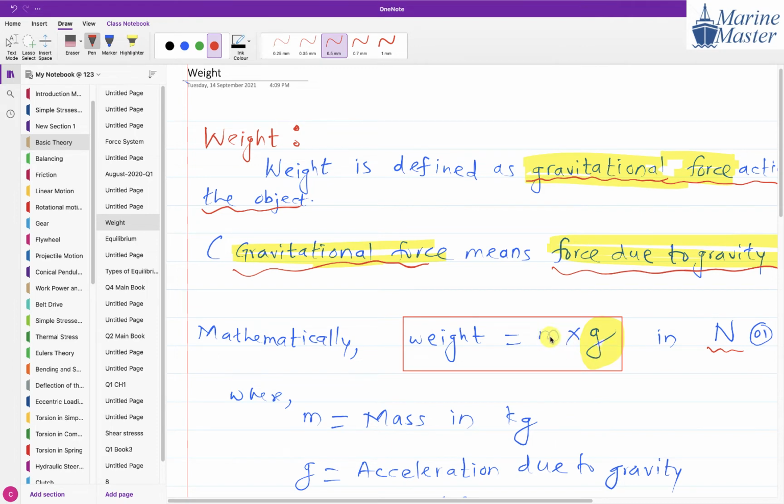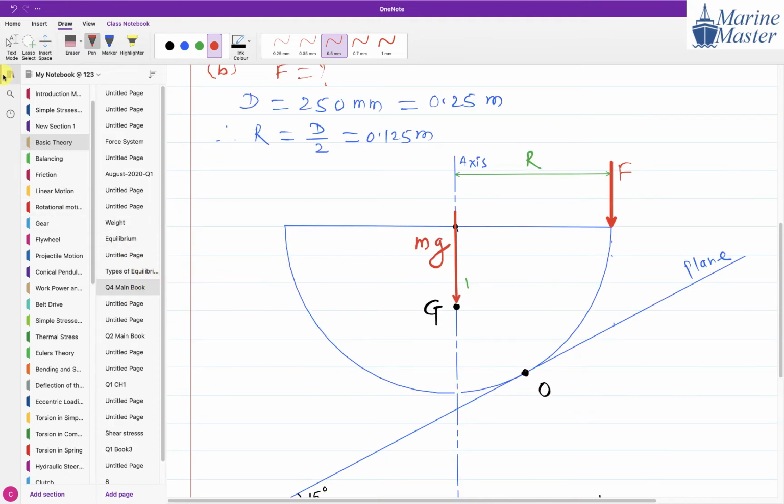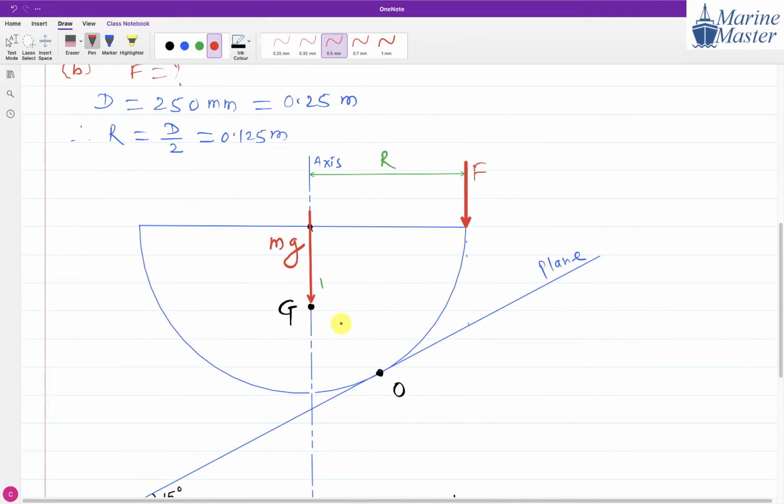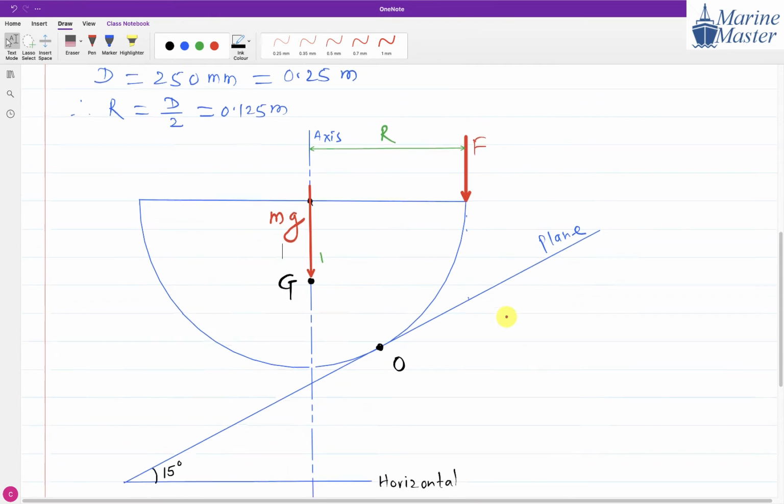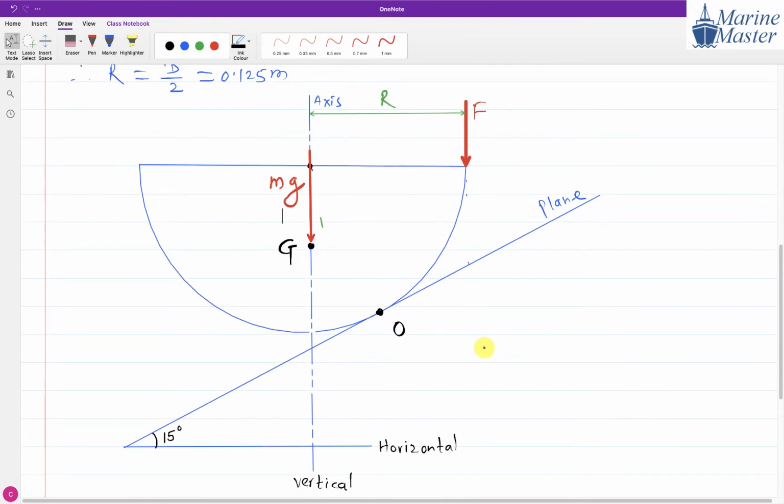My mass is in kilograms, and g stands for acceleration due to gravity. So the weight will be mg. Any doubt in this discussion? No, sir. So this is the weight mg. Try to understand the next point here.